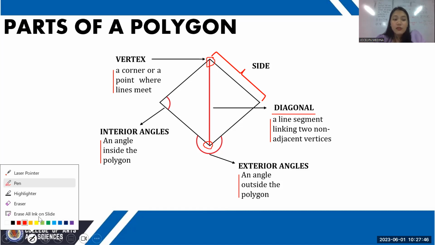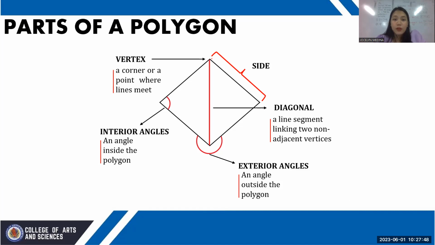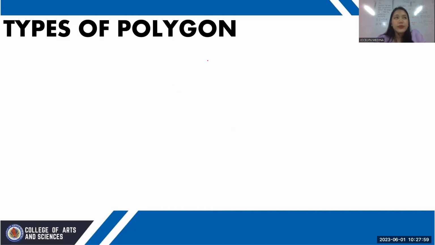Pero kapag meron kang vertex na magkatabi, for example, this one and this one, if you connect them, ang tawag sa linya na yon is side. Okay? That's it. Ngayon naman, meron tayong ilang parts.